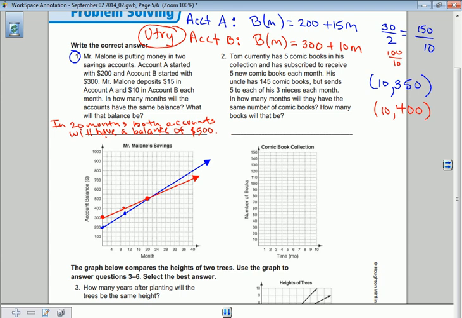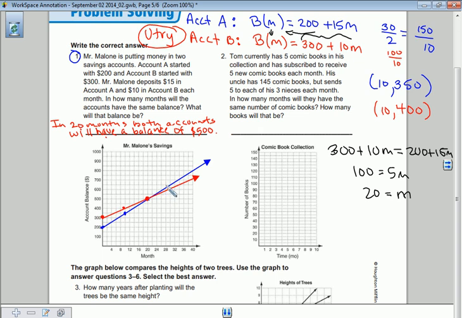Now, if I were just presented with this problem and I was not told I had to graph it, there's no way I would do it this way. If I want to know where they're equivalent, because these two are the same, I would substitute this in right here and get this equation: 300 plus 10m equals 200 plus 15m. So 100 equals 5m, and 20 is the number of months it would take them to be equivalent. So you can use substitution, just like we did in our warm-up today, to solve this also.